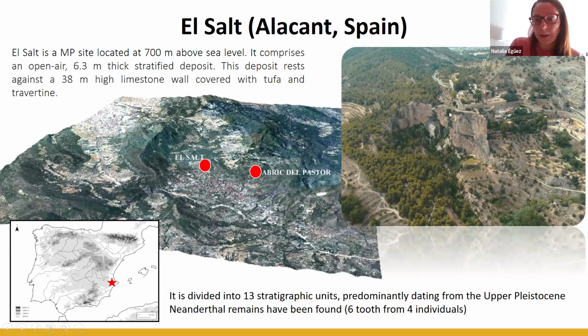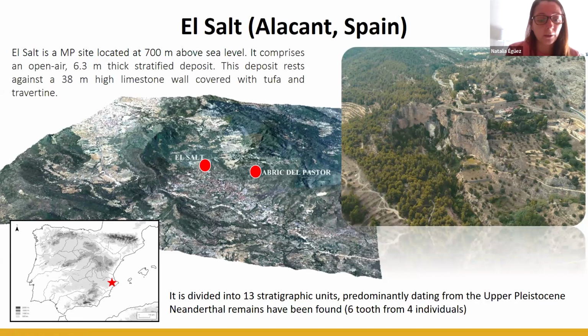And here it's called El Salt because El Salt means like the jump, because there's a waterfall there. When it rains a lot, this water still falls down here. And the site is located around here, and it's divided into 13 stratigraphic units. And all of them predominantly are dating from the Upper Pleistocene.